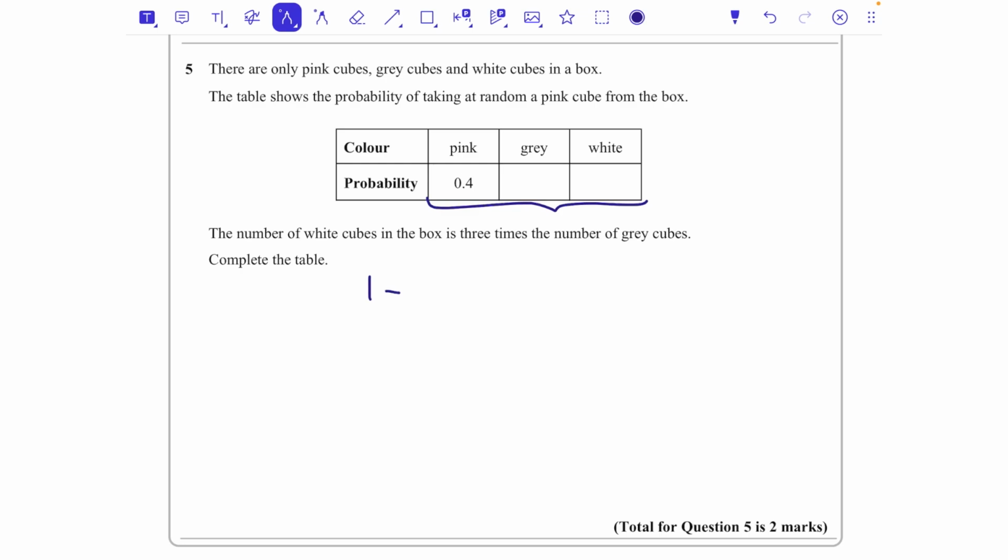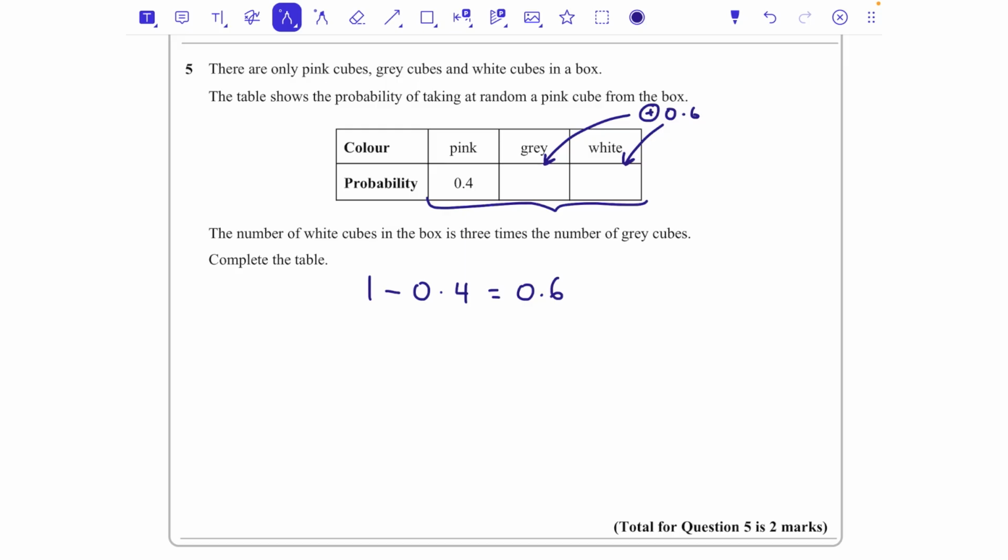So my first calculation here is to do 1 take away 0.4, which leaves me with 0.6. So I know that whatever I make these probabilities, they need to add together to make 0.6, okay? And then the whole thing will add up to make 1.